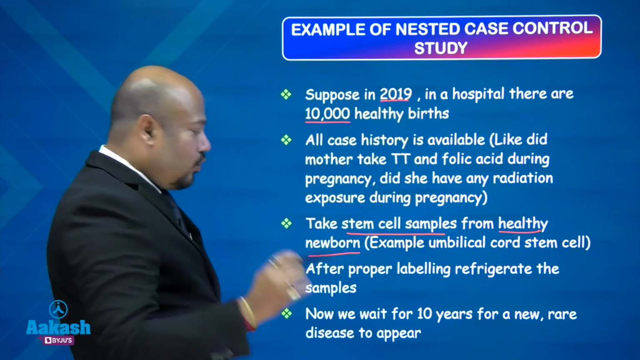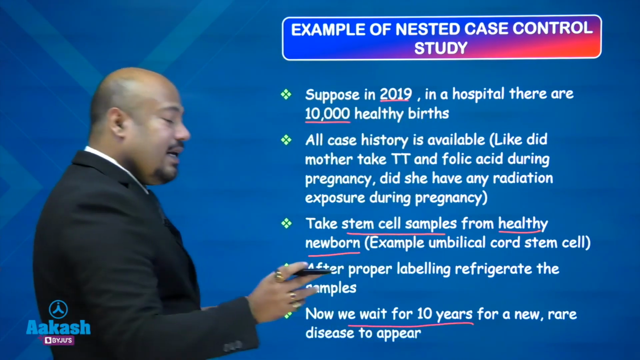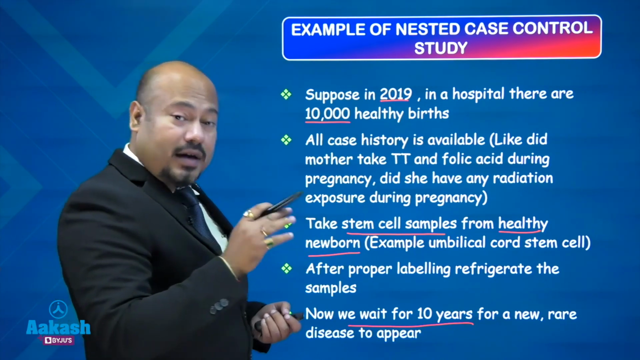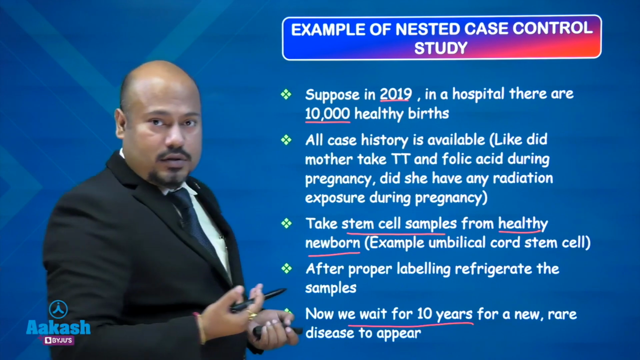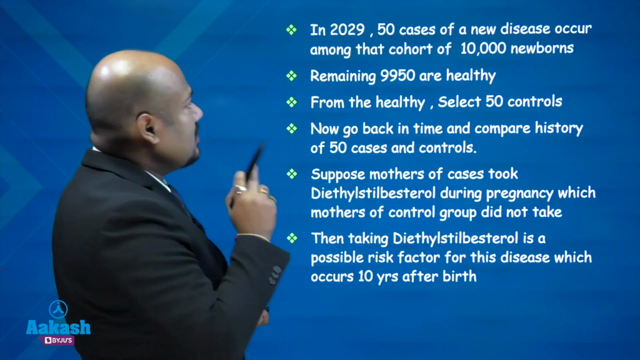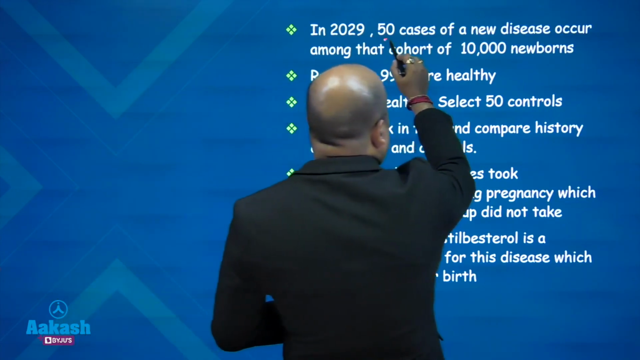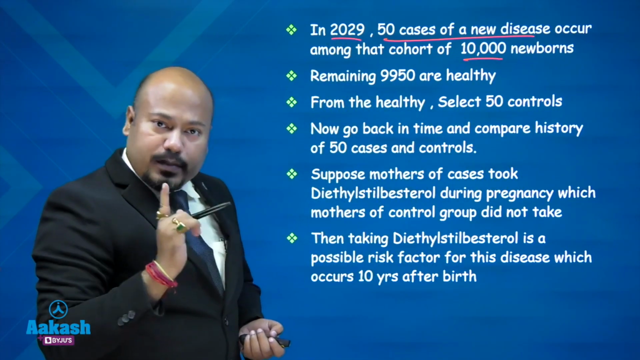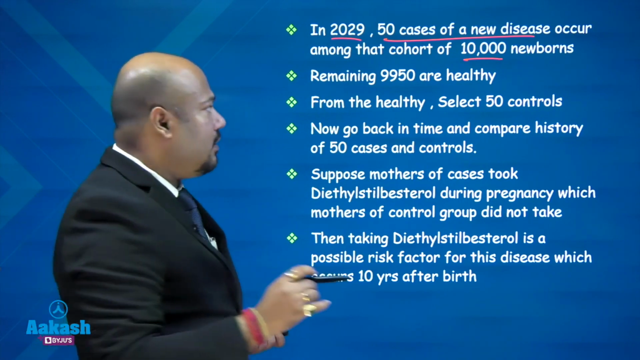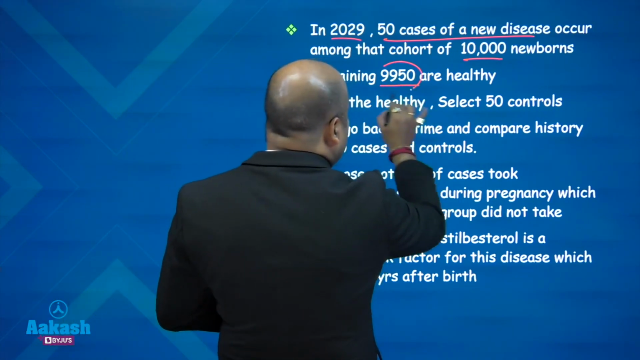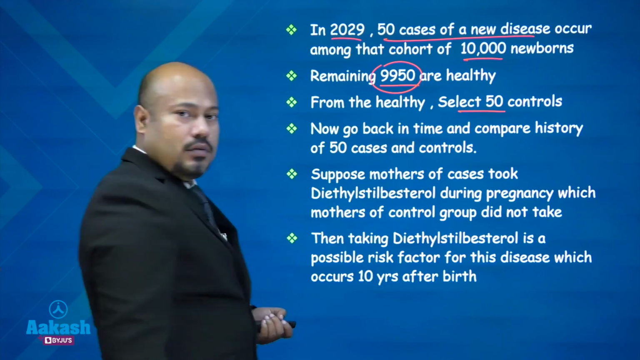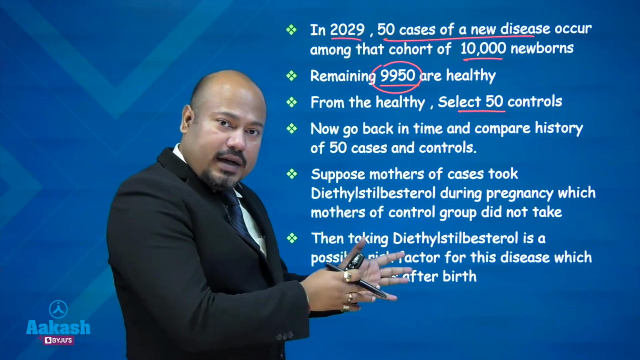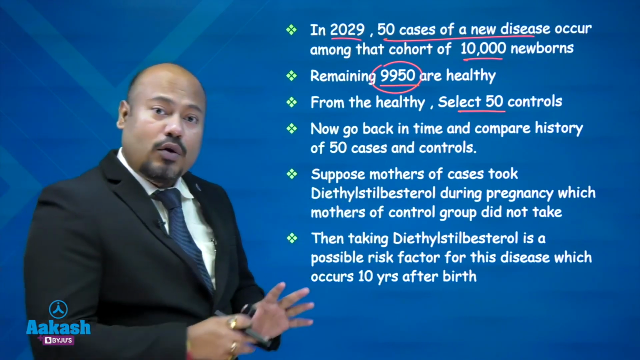So what you do is that you wait for 10 years for any disease to appear, a rare disease to appear in these newborns. That is when they are 10 years old. And suppose you find 50 cases of a new disease among the 10,000 in the year 2029, which means what? Remaining 9950 healthy. And among these 9950, you would select 50 controls. Okay. So now you have got 50 cases who have a new rare disease and 50 controls who are not having the disease.